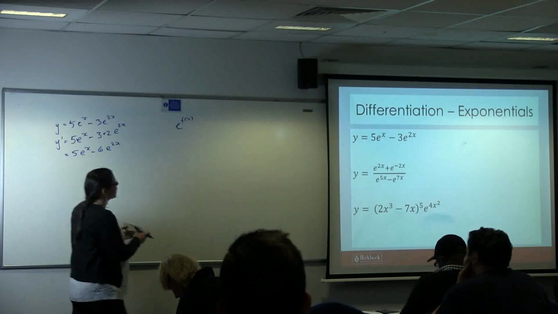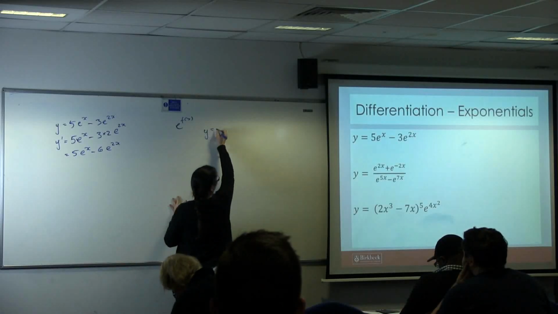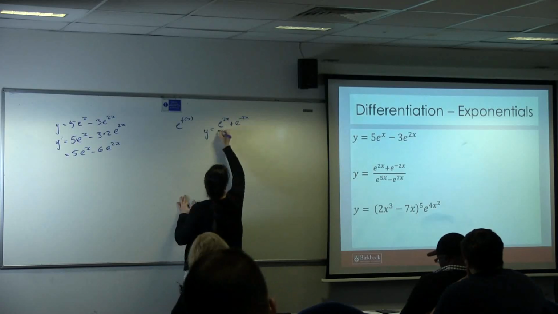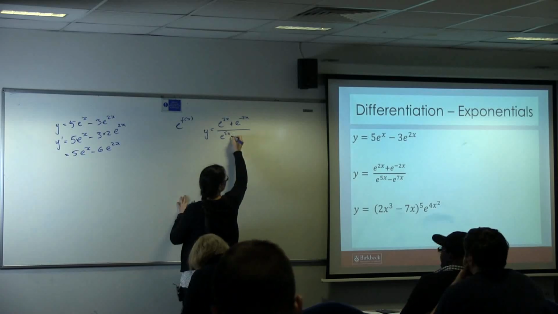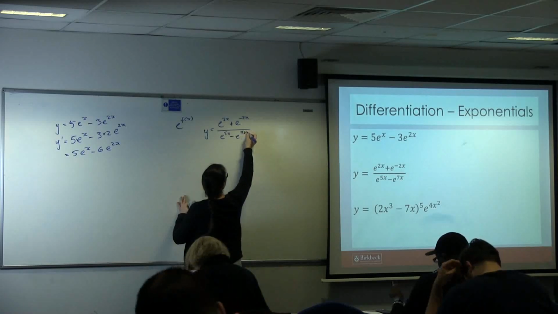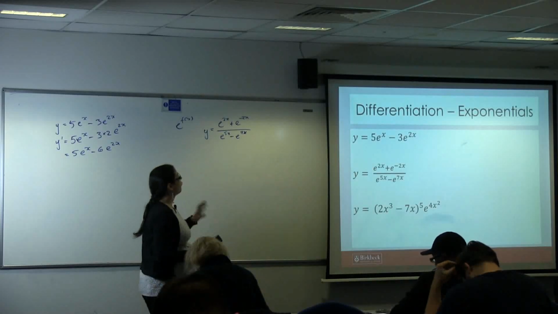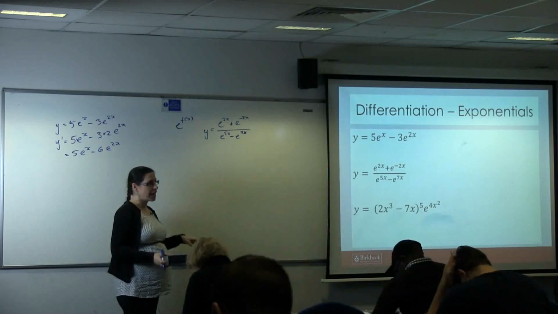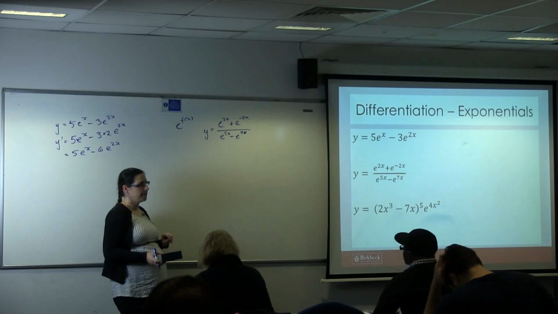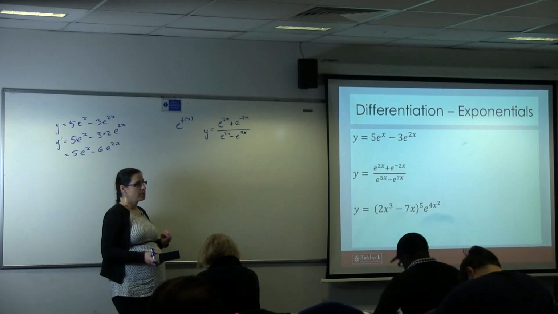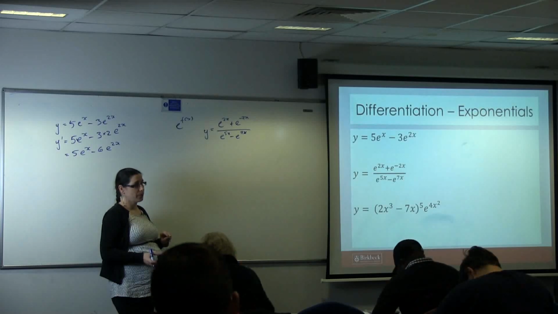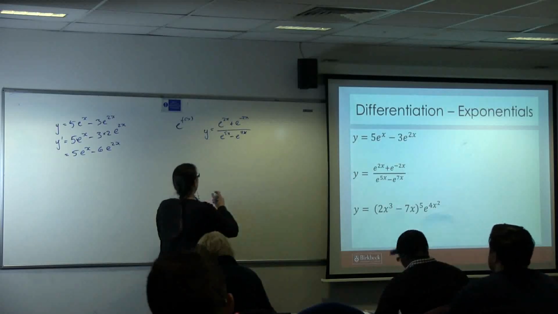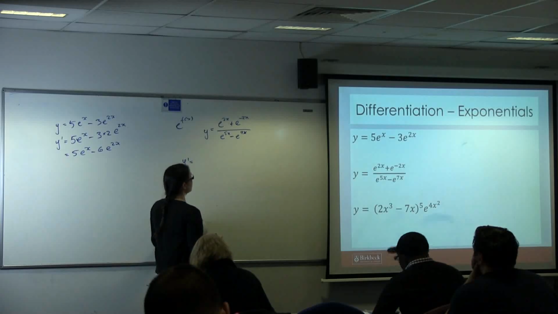Okay, so the next one, I'm going to write it here, because it's going to be quite long. So what do you need to remember first? What kind of rule do you have to apply here, outside of the exponents? The quotient rule. This is a quotient of two functions, so I have to apply the quotient rule. Bear with me with my slightly different way of doing it compared to Tony's.